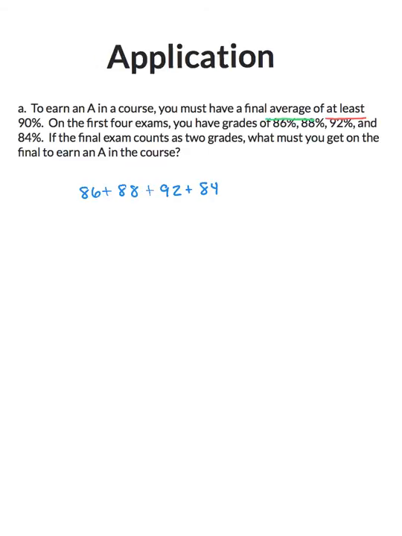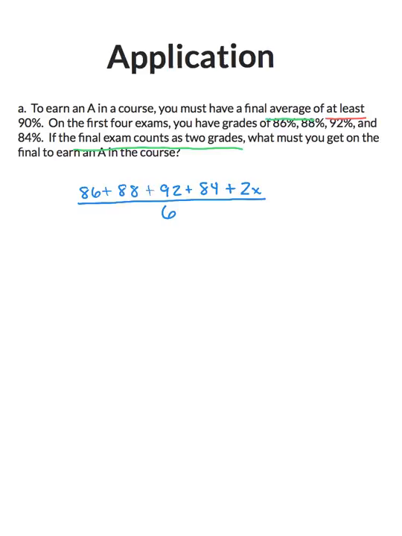The other piece of information we have here is it says the final exam counts as 2 grades, which means that I want to add 2x onto my other grades, and now we want to divide by the total number of scores. We have 4 tests, but we also have the final counts as 2. So this is technically 6. So this is how we're going to calculate the average.